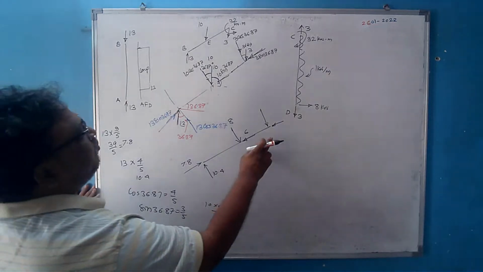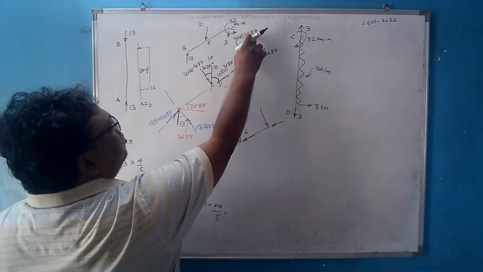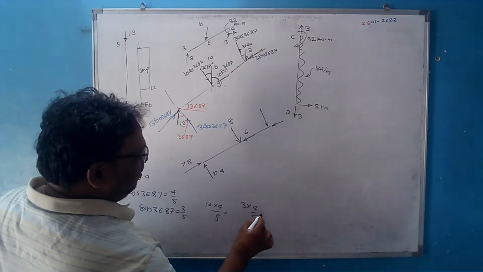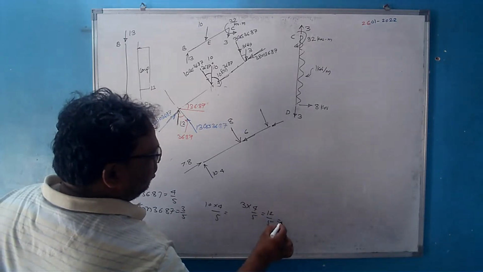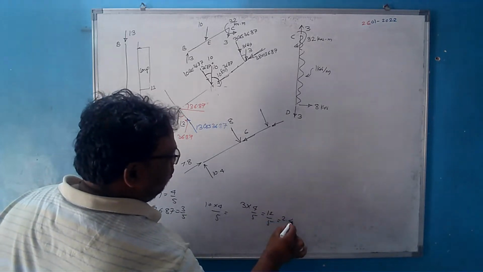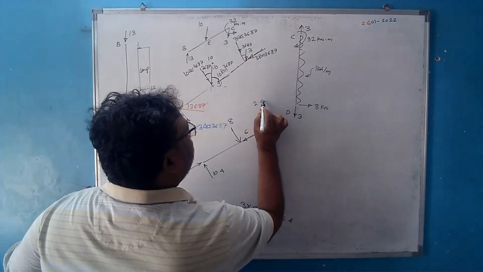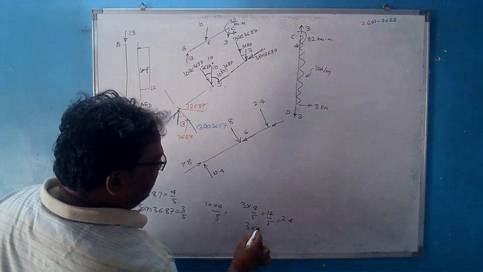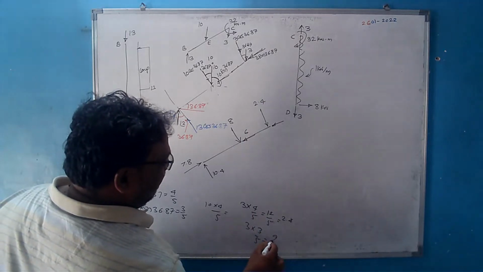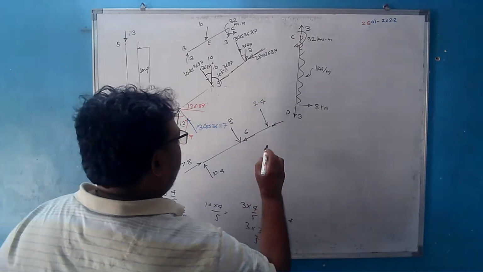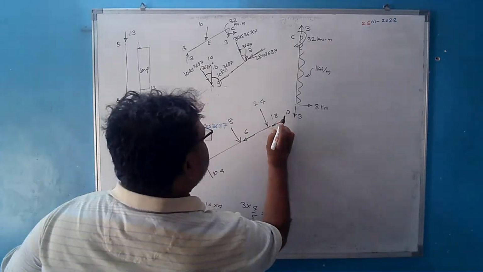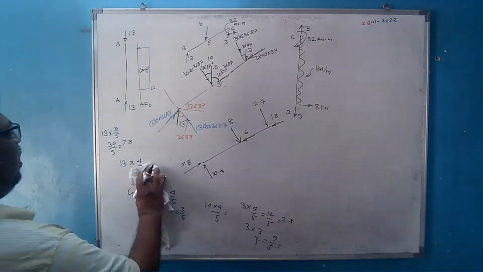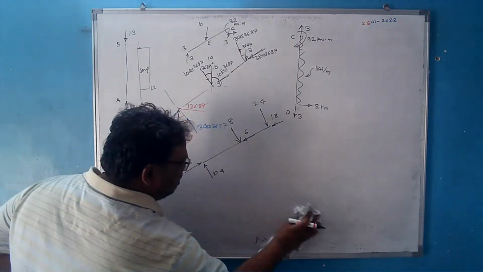How will you do it now for this member? 3 cos of 36.87, so that must be 3 multiplied by 4 by 5, that is 12 by 5, which is nothing but 2.4. So this must be 2.4. It is 3 sin of 36.87, so it must be 3 multiplied by 3 by 5, that is 9 divided by 5, which is 1.8. Okay, fine. I have got all the required values.